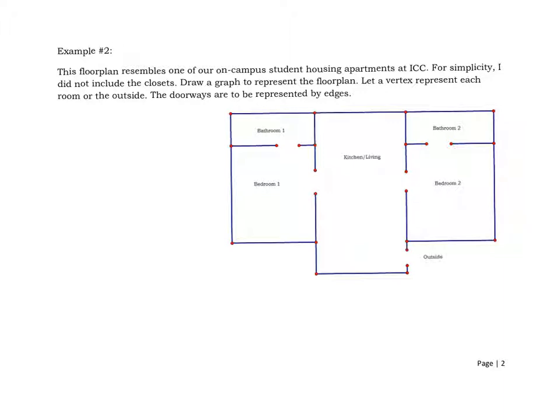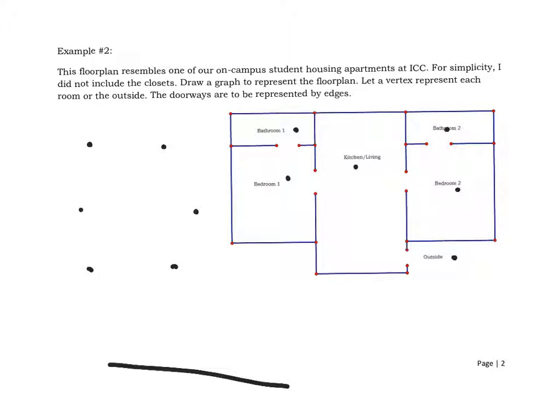So it looks to me like we have, so it appears that we have 1, 2, 3, 4, 5 rooms, and the outside, 6. Clearly we will want some sort of edge to the outside. So let's draw our vertices.